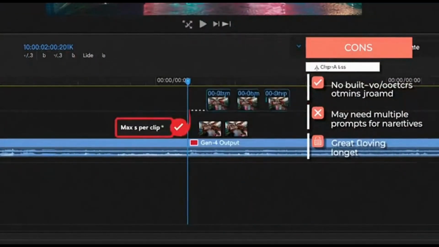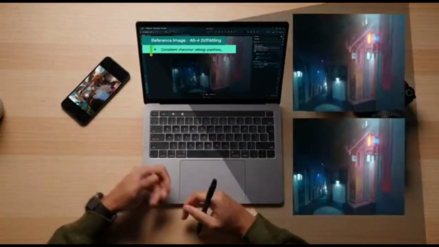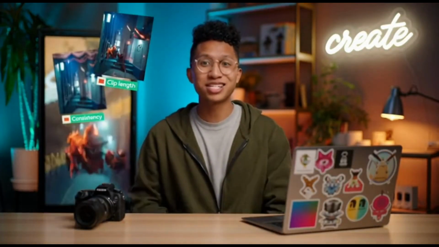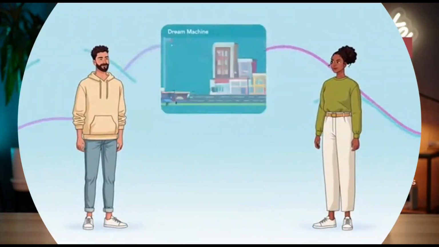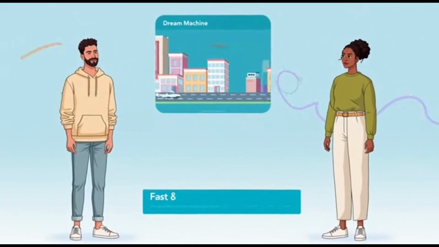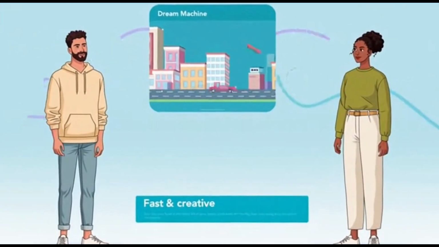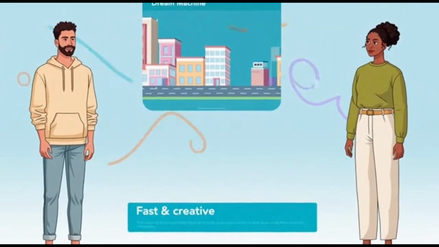Got it. First, the clips look remarkably consistent. Motion flows, lighting sticks, and if you feed it reference images, you can keep the same characters or design language across shots. Plus, it eats artistic prompts for breakfast, watercolor, claymation, you name it. Dream Machine is fast and creative. It's ideal for quick animated concepts, but complex scenes may need extra polish.